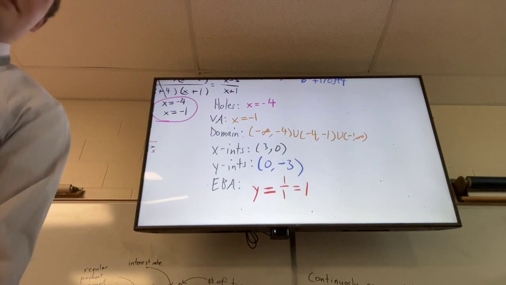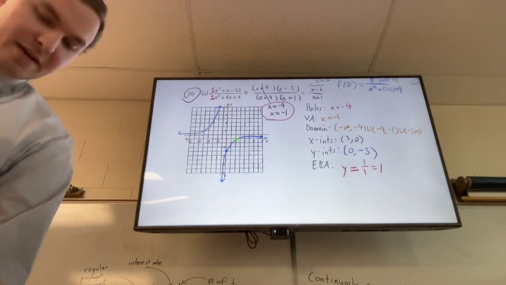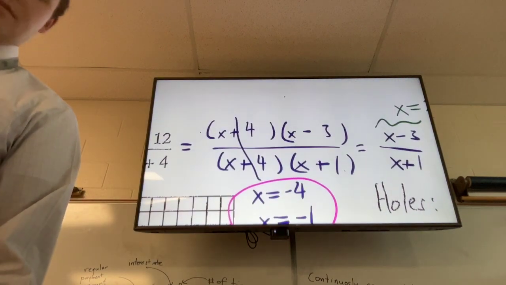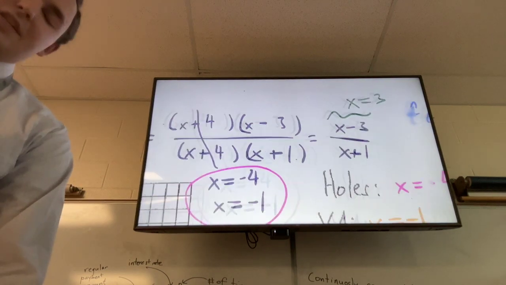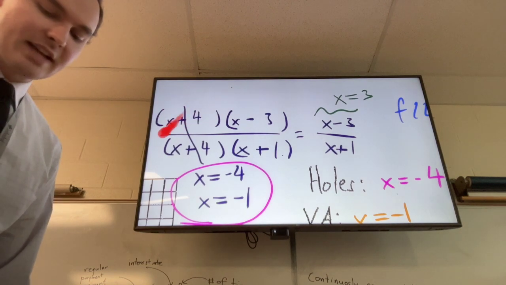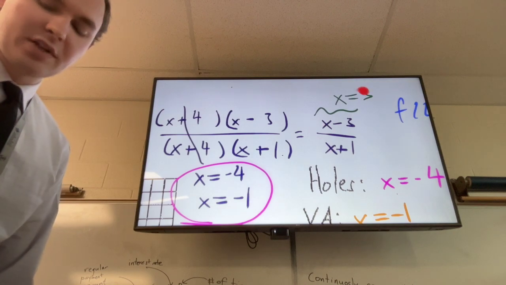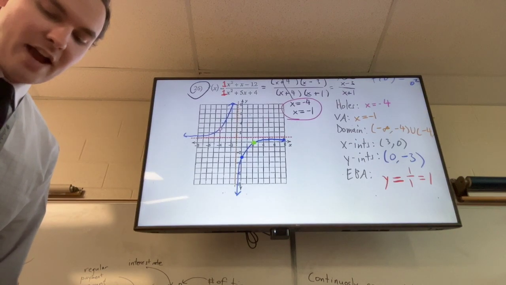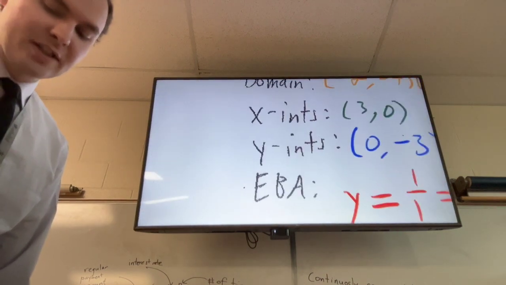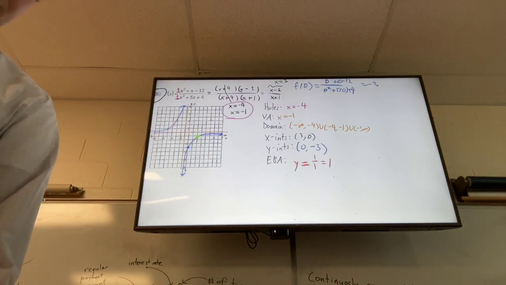All right, domain, you should know that from 6.1. X-intercepts, how do we find our x-intercepts? Yep, we set the top equal to 0. Well, I should say the simplified top, right? This x plus 4 gets canceled, so that doesn't count as an x-intercept. It's just the top factors that don't get canceled. We set those equal to 0 and solve, and those give us our x-intercepts, which are points. Then our y-intercept, we plug in 0 for x. We get out the y-intercept, okay?